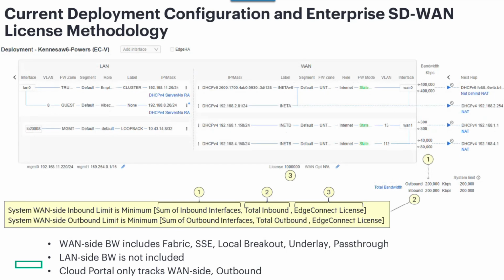In the case of Kennesaw 6, I have sum of interfaces that is, let's say, 480,000 for round numbers, a 1 gig license, system limit set to 200,000. Sum of interfaces is clearly more than 200,000. The system limit is the shaper or the system threshold. So in this case, this is the limit.